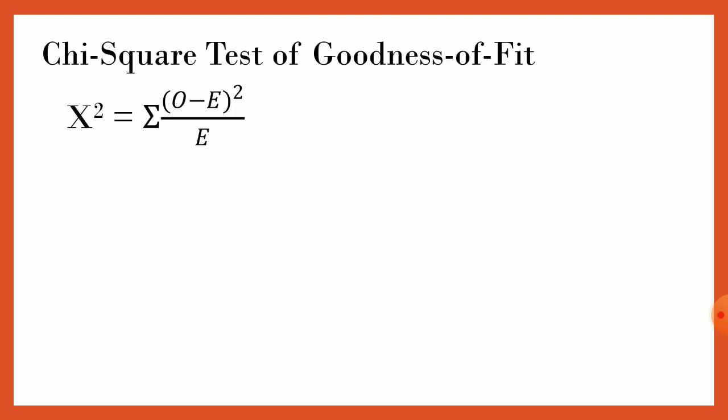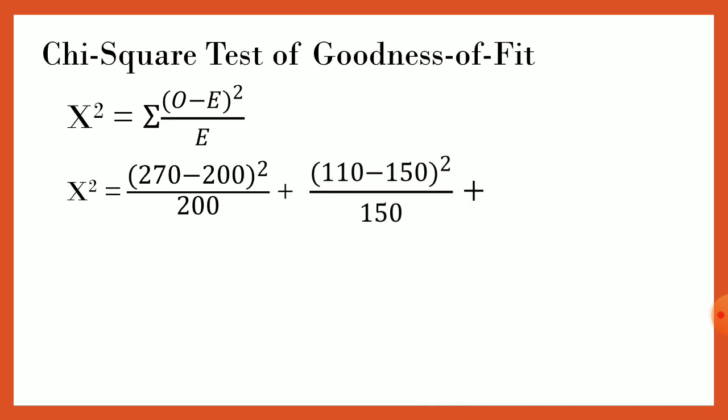Now, let us solve it using the formula x squared is equal to the summation of the quantity O minus E squared divided by E. First, we have the data for the peanuts. So we have the observed frequency for peanuts, which is 270, the expected frequency of 200 divided by the 200. Next will be the hazelnuts. The expected is 150 and the observed is 110. Just substitute it on the formula.